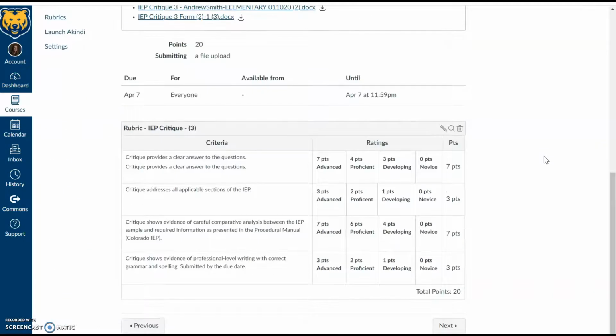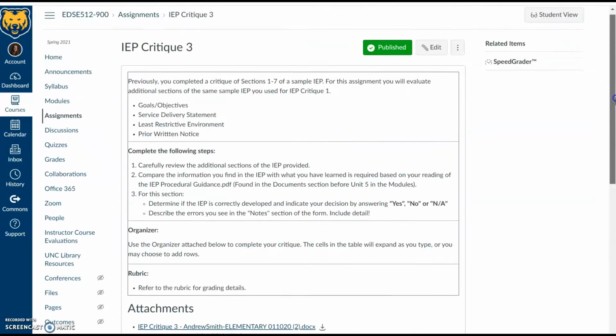So rubric down below, you'll just see you need to provide clear answers to the questions, address all sections, and we just want to show that careful comparison, that analysis, the IEP compared to that organizer with all of the different areas for examination. And then obviously just professional writing, so keep an eye on grammar, mechanics, etc.